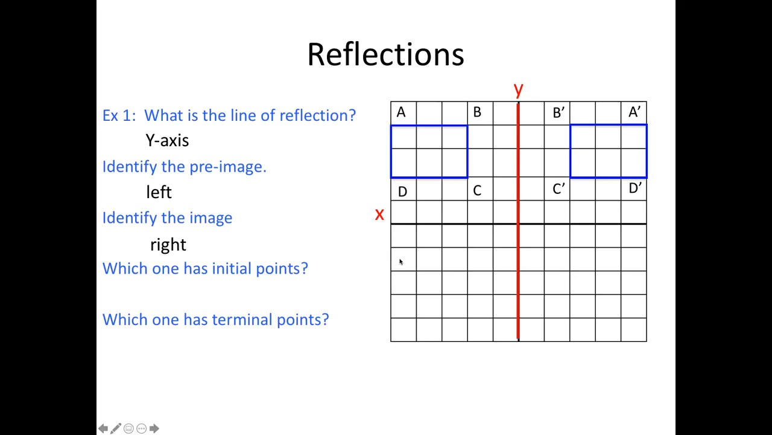Which one has initial points? Well, initial means the beginning, so the beginning points are the ones on the left. And which one has terminal points? Terminal means end. Terminal points are the ones on the right. Okay? And that is a quick overview of reflections.